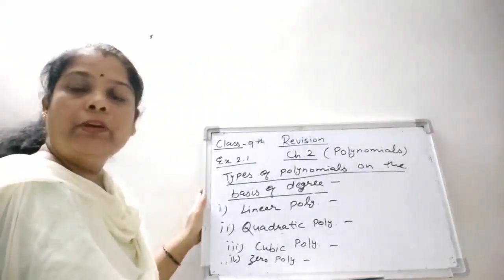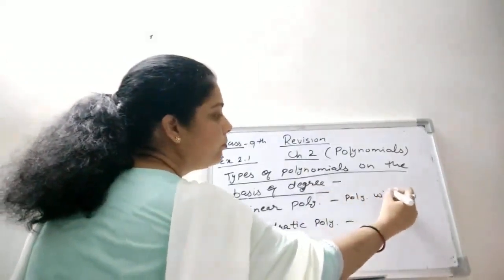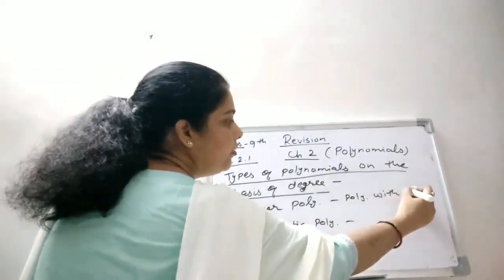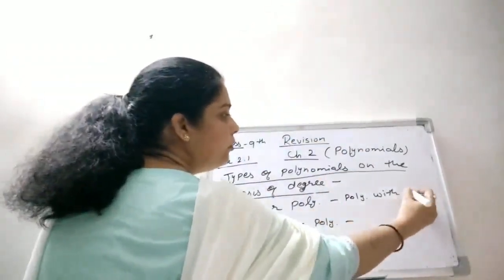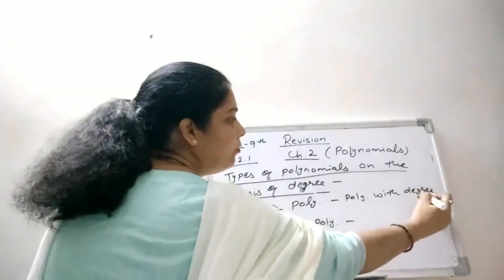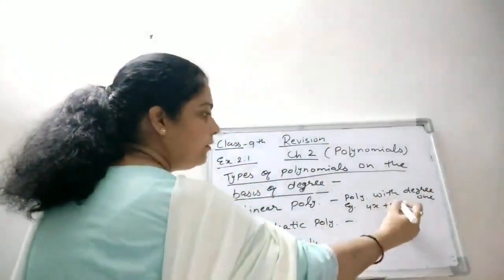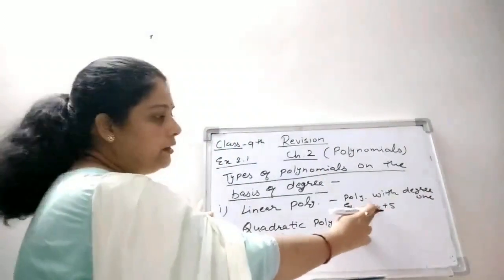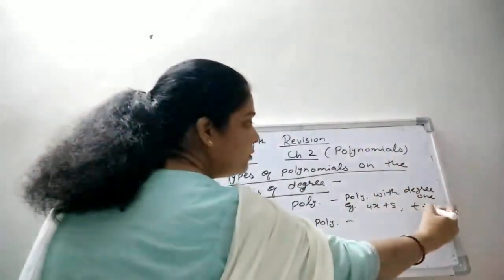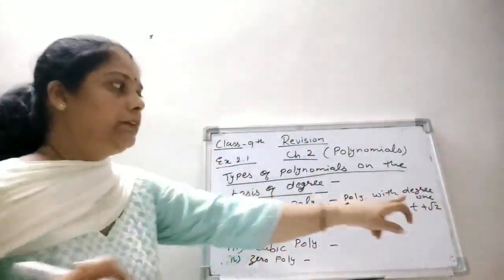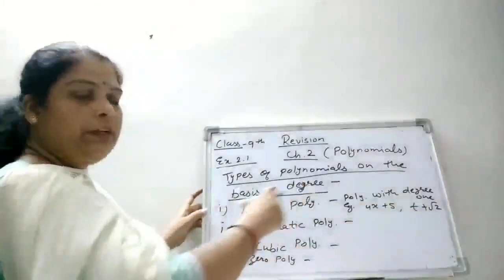1, the polynomial with degree 1. With degree 1 we can write. For example, 4x plus 5. Here the variable is x and the degree of this x is 1 only. And one more example, t plus root 2. Here the variable is t and the degree of this t is 1 only. So this is linear polynomial.